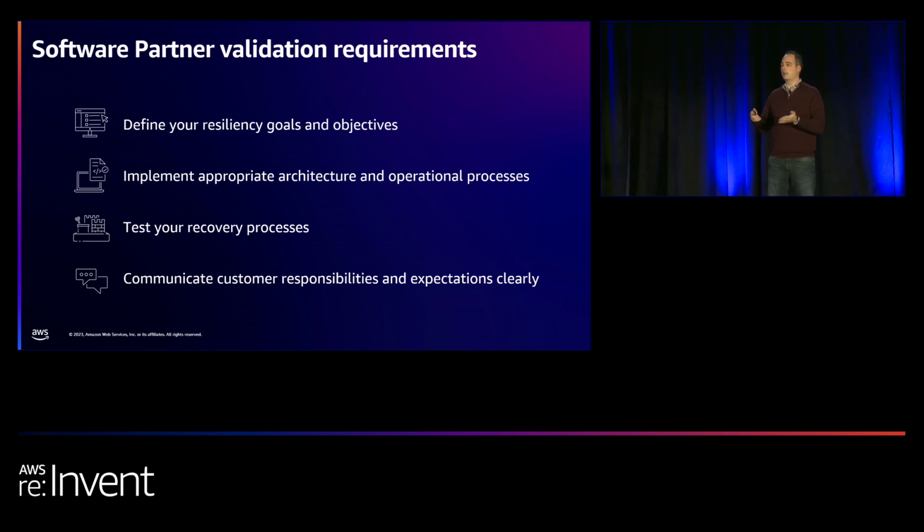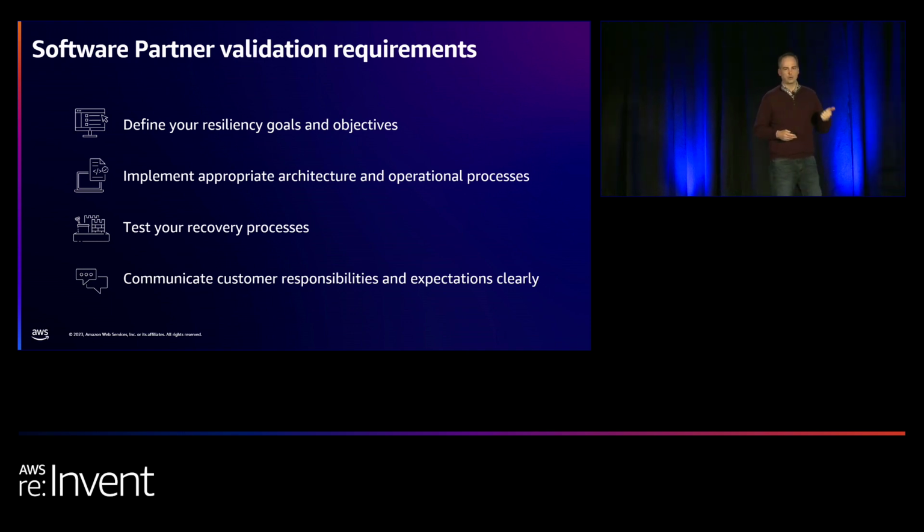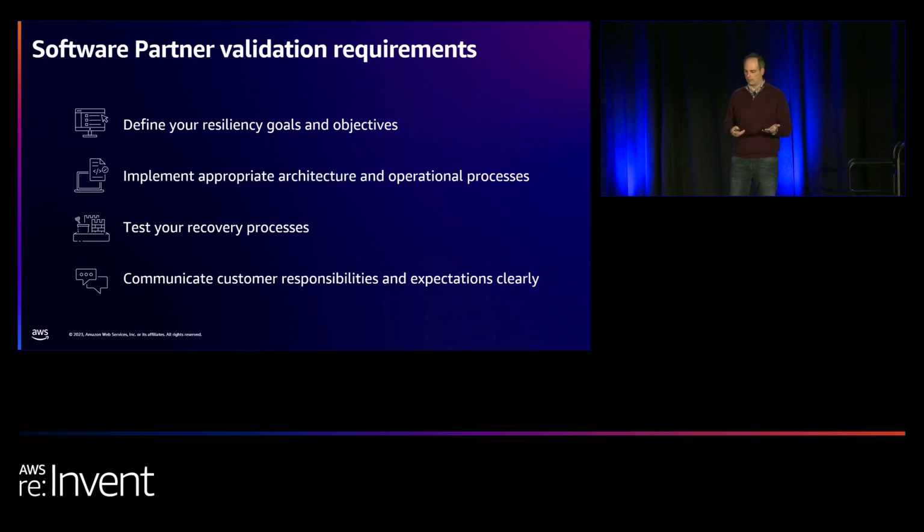But what we really care about when we're talking to software partners is, have you defined your resilience goals? Do you have objectives defined? Can you tell me what your RTO and RPO are? Have you thought about these things? And then are you implementing architectures that follow from that? Is the architecture that you've designed appropriate for the particular availability and recovery goals that you have?